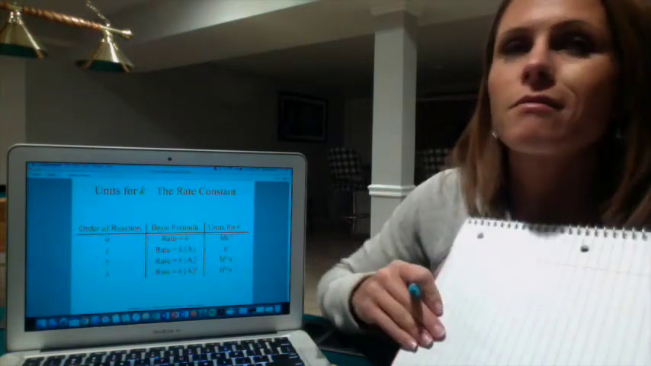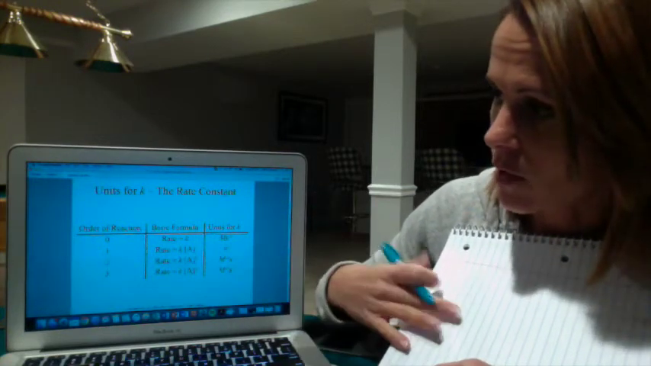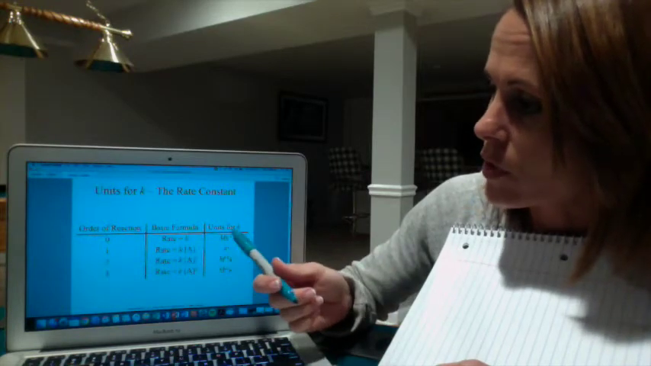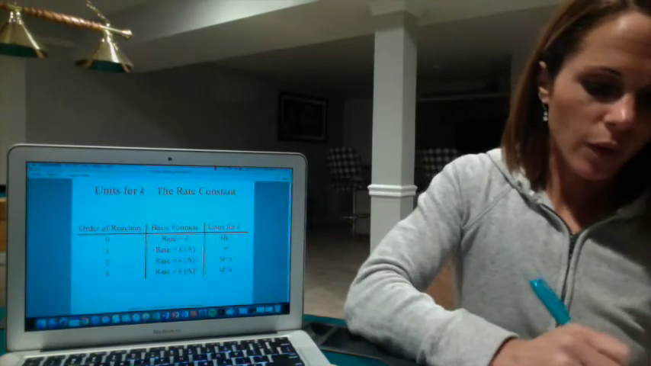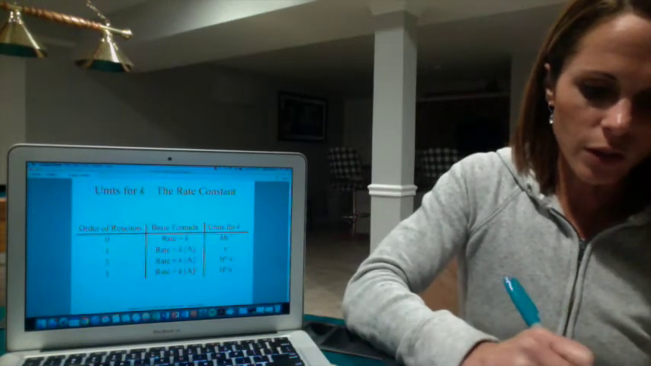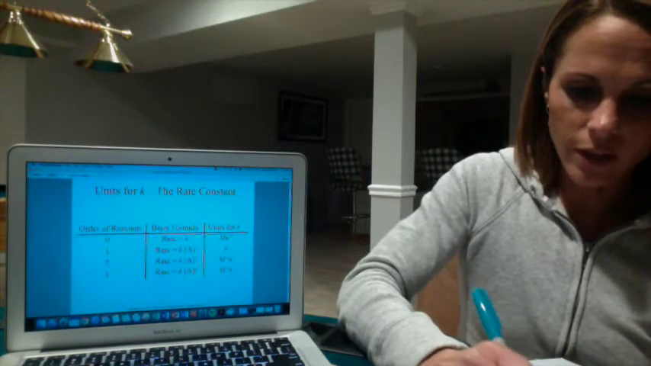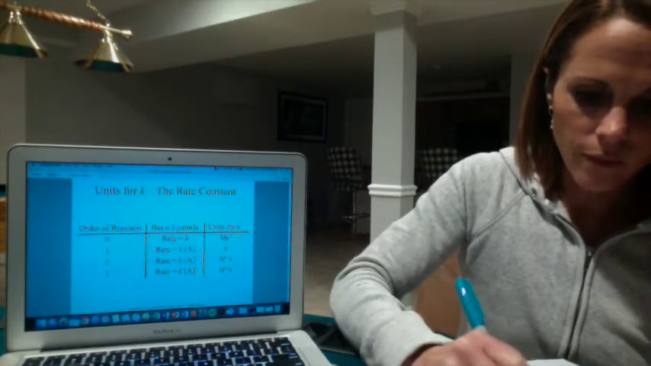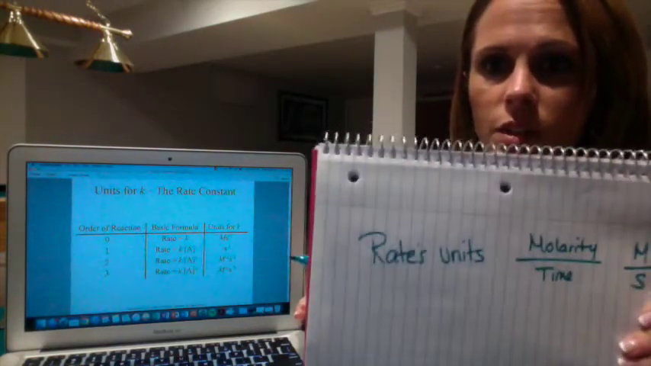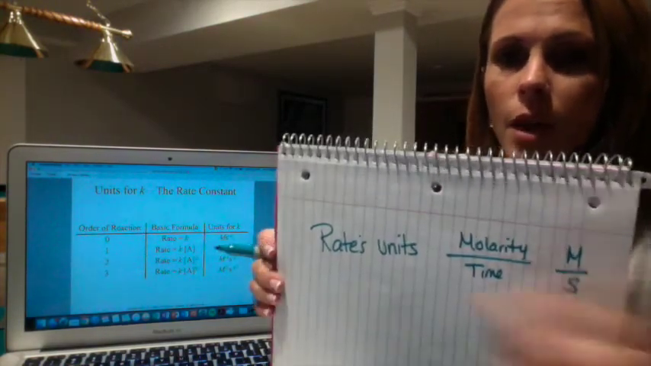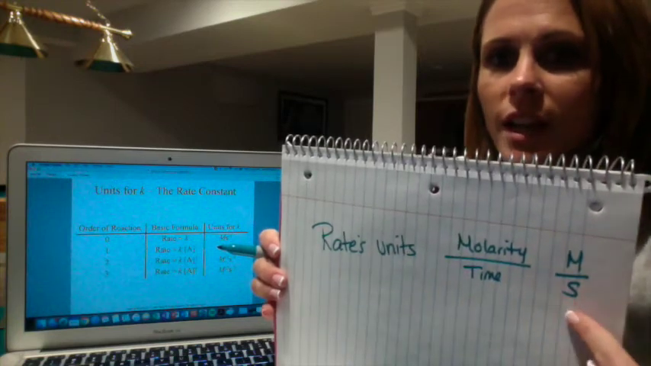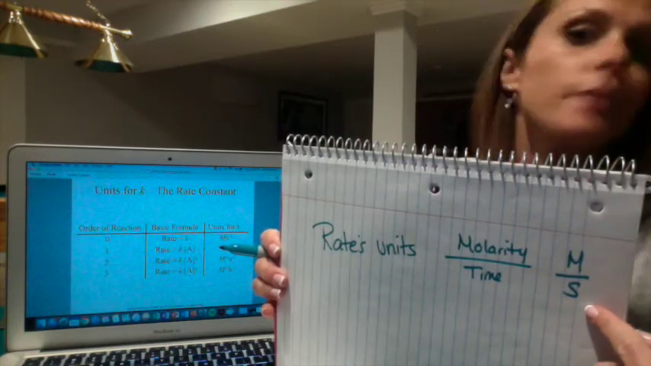You have to not calculate, but determine what the units are for the K. You could simply memorize this slide, but it's kind of ridiculous to do that. So let's just figure out what the units of K are based on what we know rate has to be equal to. Rate's units are always molarity over time, but really, I'm backwards here. We always want to see M over S, molarity over seconds.